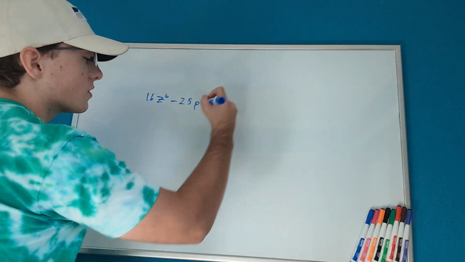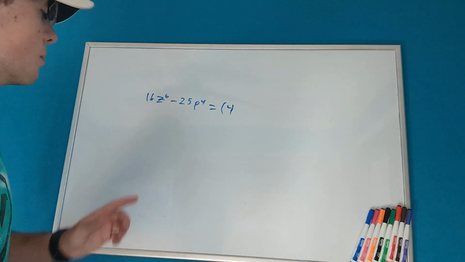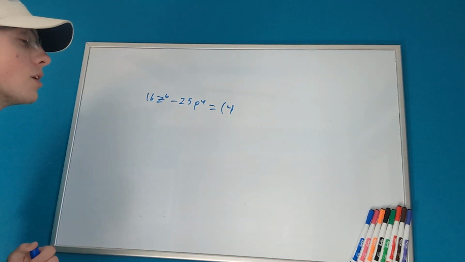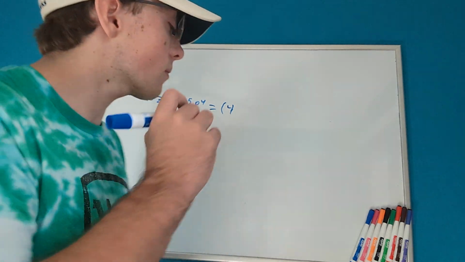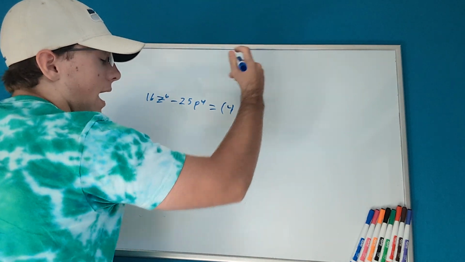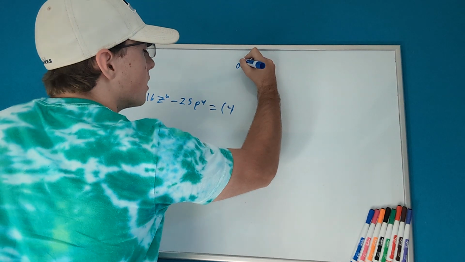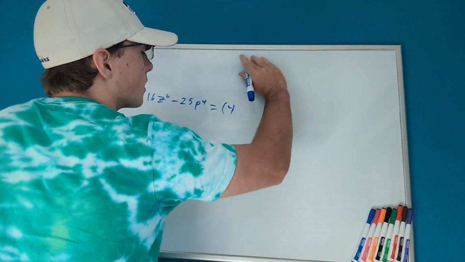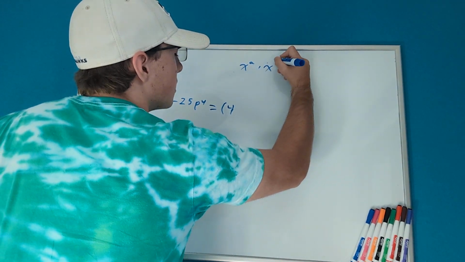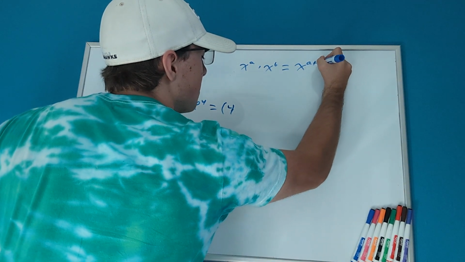So 16, square root of 16 is 4. We already know that. That's easy, right? But then z. Z is where we run into some issues because we don't have z squared. We have z to the 6th, right? But what do we know about multiplication of two numbers who are raised to a power and the bases are the same? We know x to the a times x to the power of b equals x to the a plus b.